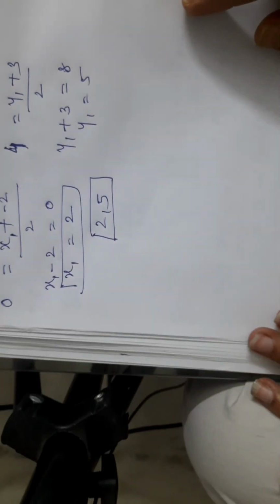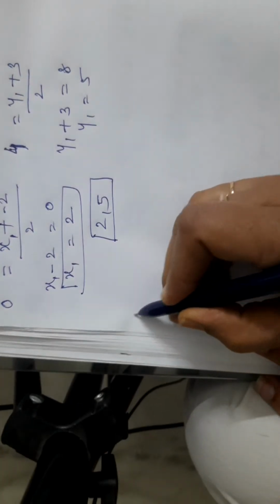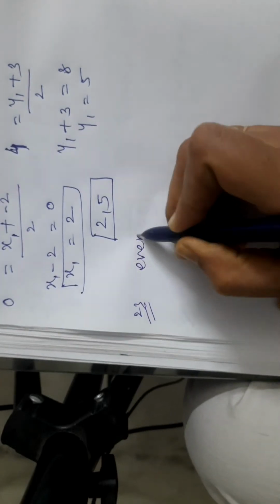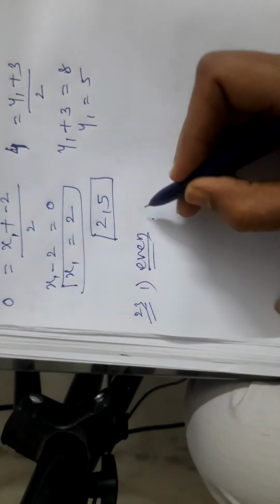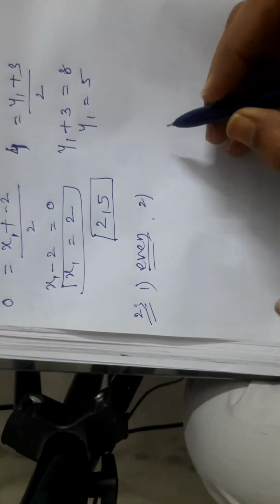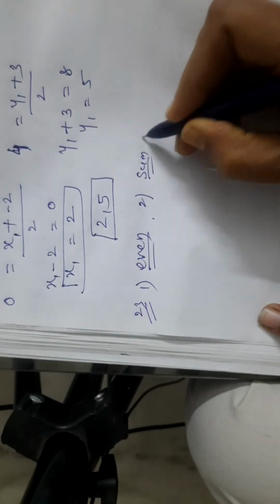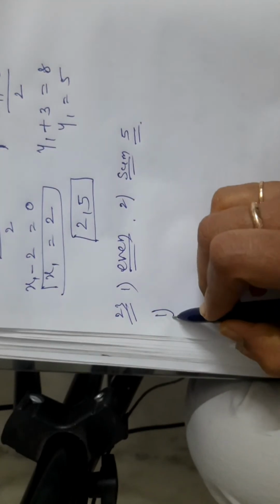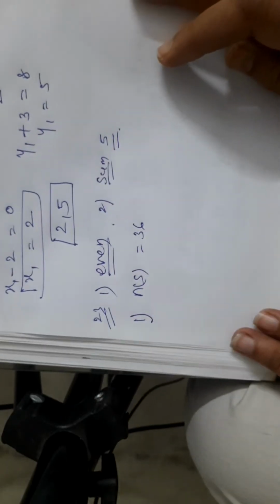Find the probability that the number on each die is even. Okay, so here it is given, 23rd question: number on each die is even. What is the probability that we are going to get an even number on both the dice? That's the first part. The second part of the question: the sum of the numbers appearing on the two dice is 5. What could be the combination where both the numbers are even? For the first question, the sample space is a total of 36, as it is related to dice.